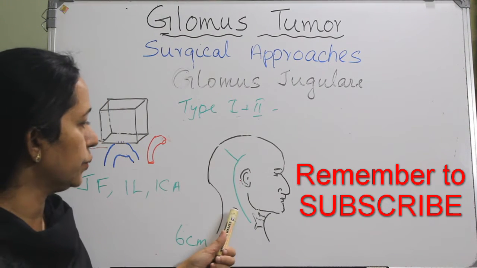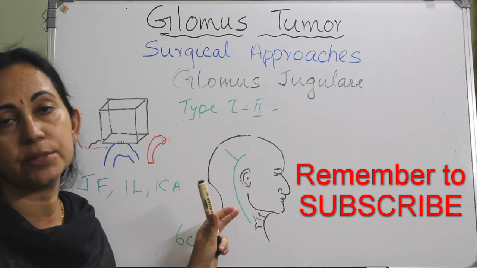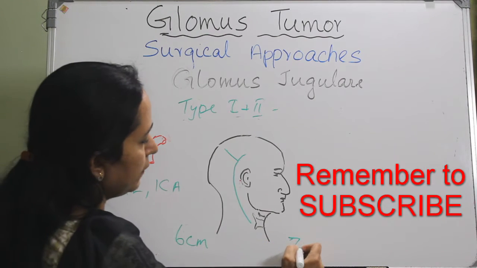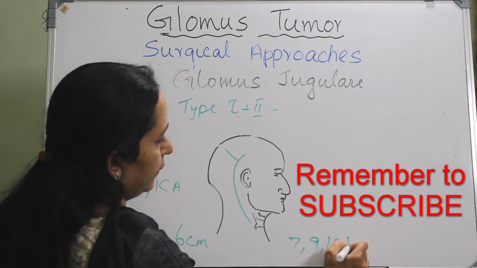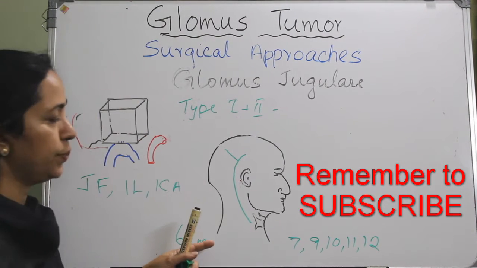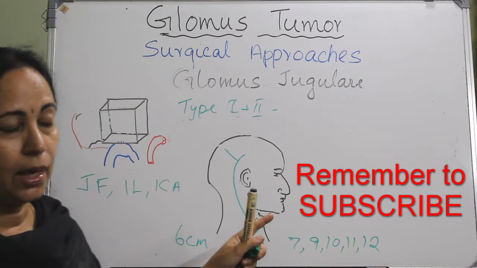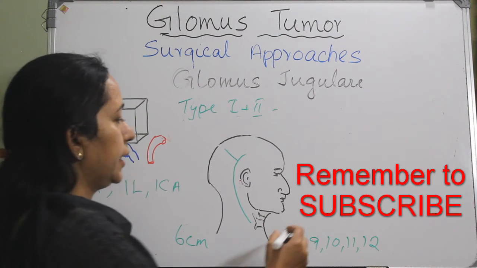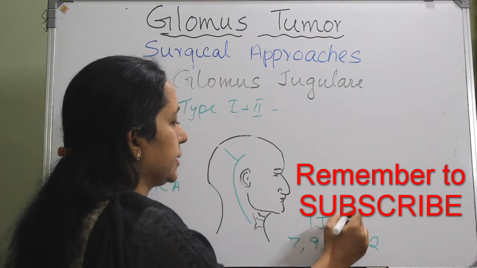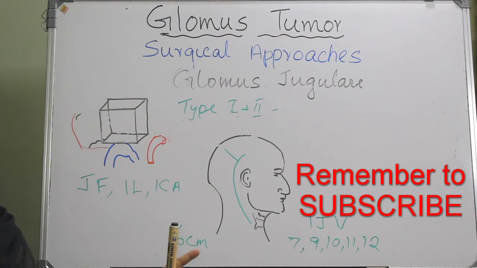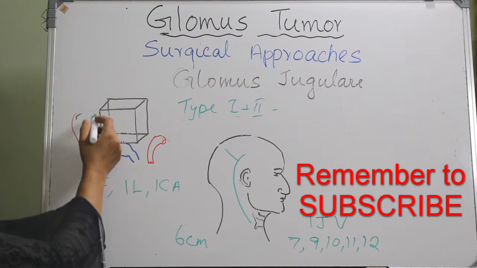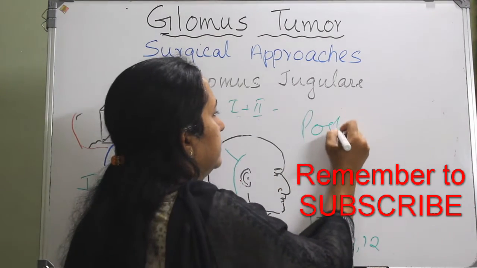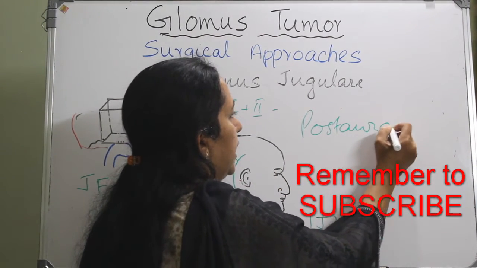So in type 1 and 2, first put the incision, then expose the cranial nerves, especially cranial nerves 7, 9, 10, 11, 12. They are exposed up to the skull base, and the important vessels are identified. After that, the internal jugular vein is ligated for easy exposure. After that, do a complete mastoidectomy. So this is postauricular transmastoid.